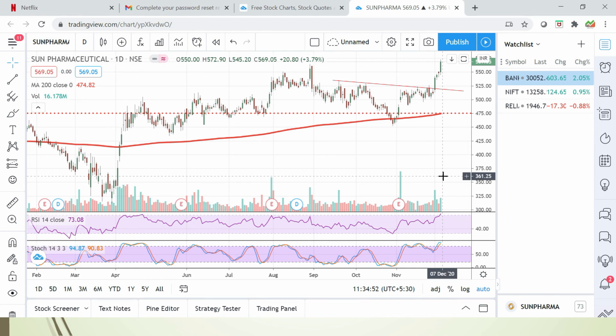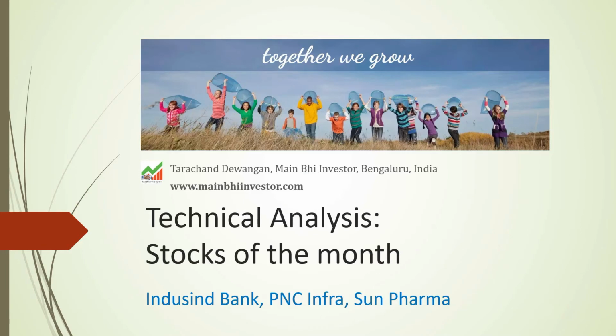Okay, so these are the three stocks, and you can see different patterns we talked about, which you can utilize, how you could identify these stocks to trade: IndusInd Bank, PNC Infra, and Sun Pharma. All right, so that is it for today, and I hope this is useful information for you. Next month we'll again come back with a new set of stocks and analyze them, why we should invest into those. Remember, whatever we are talking about here is only a short to medium term perspective. We are not looking at too much of a longer term time horizon.